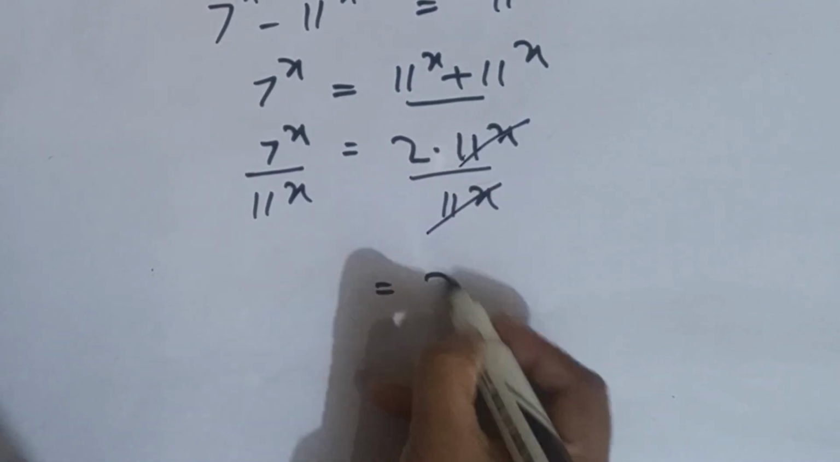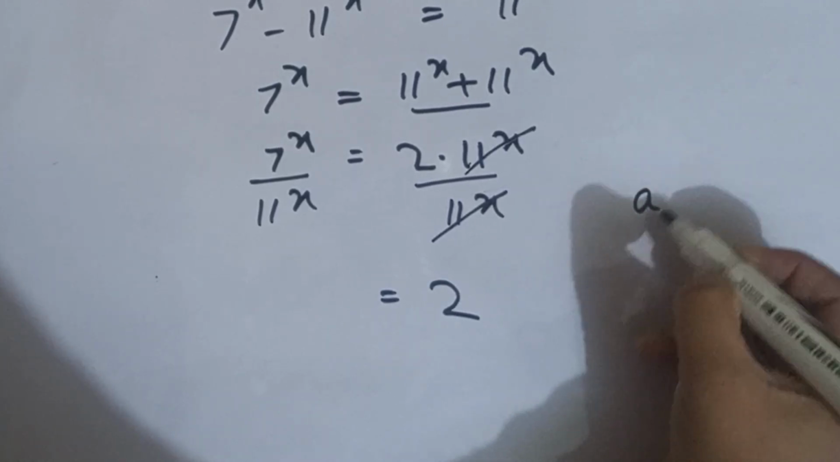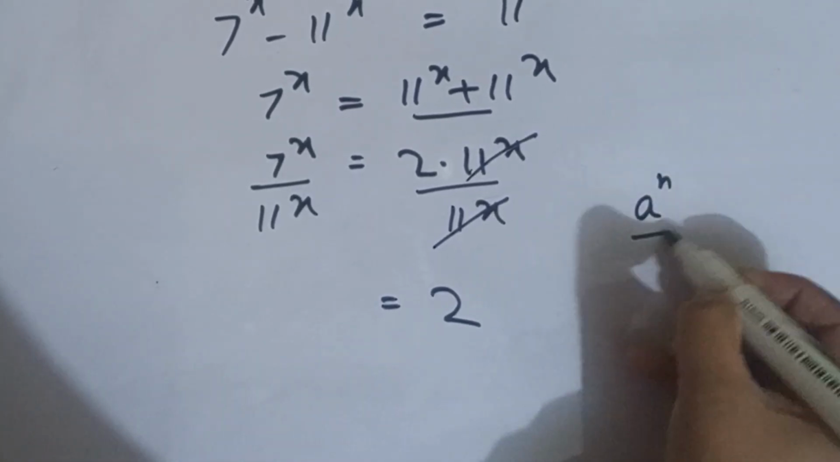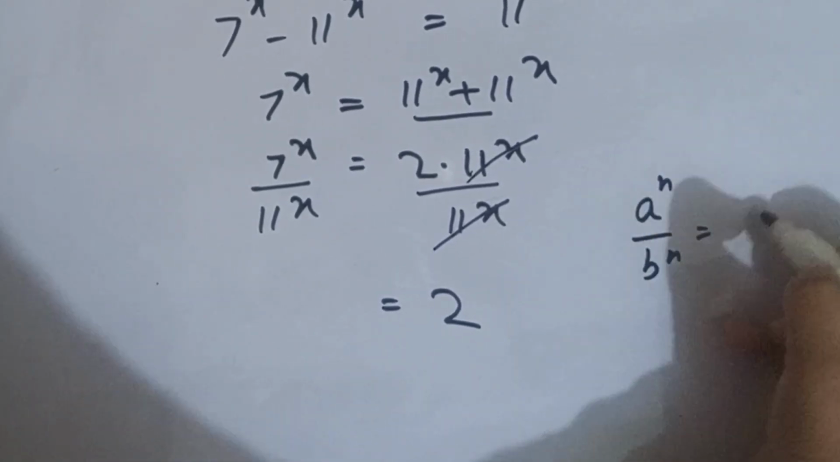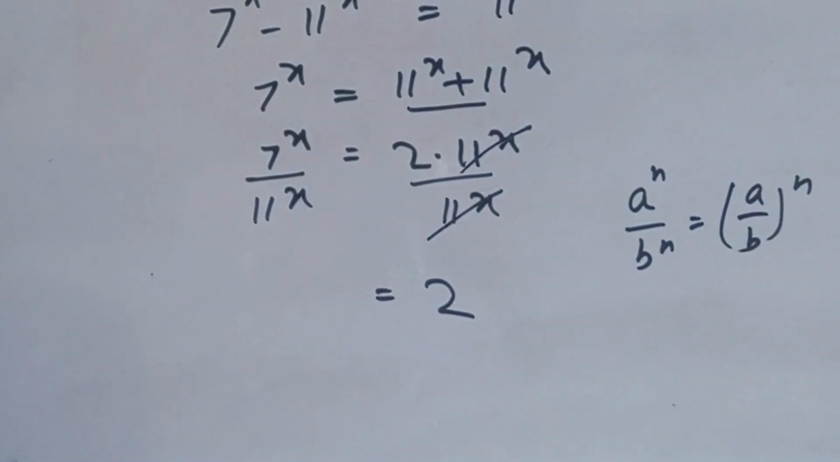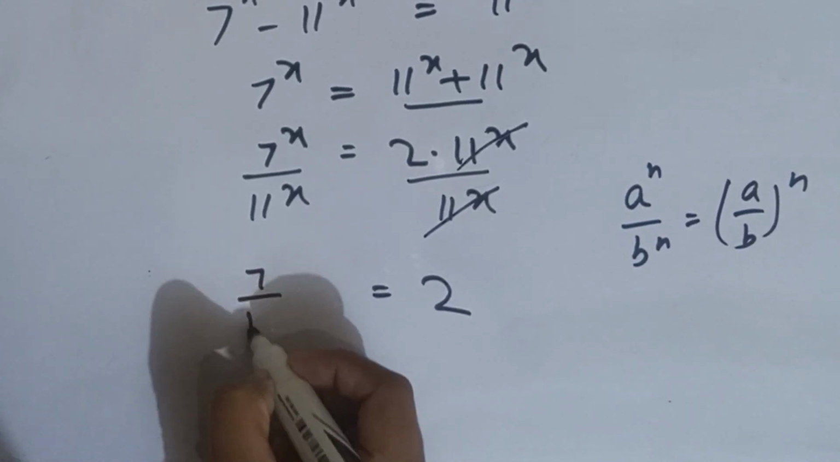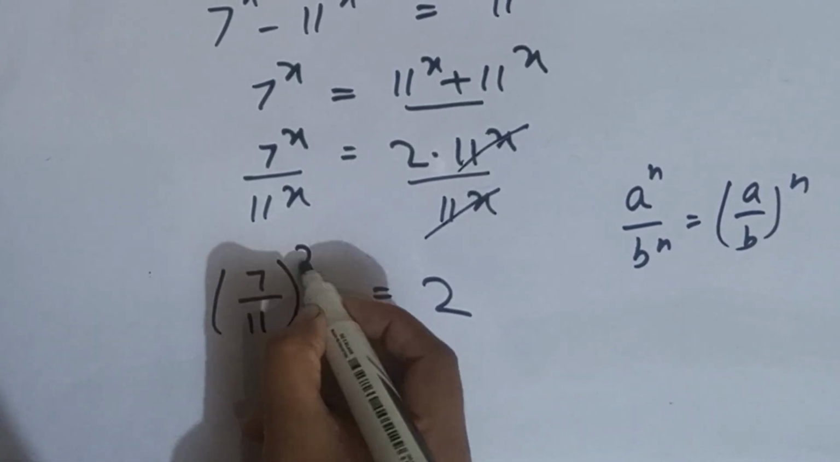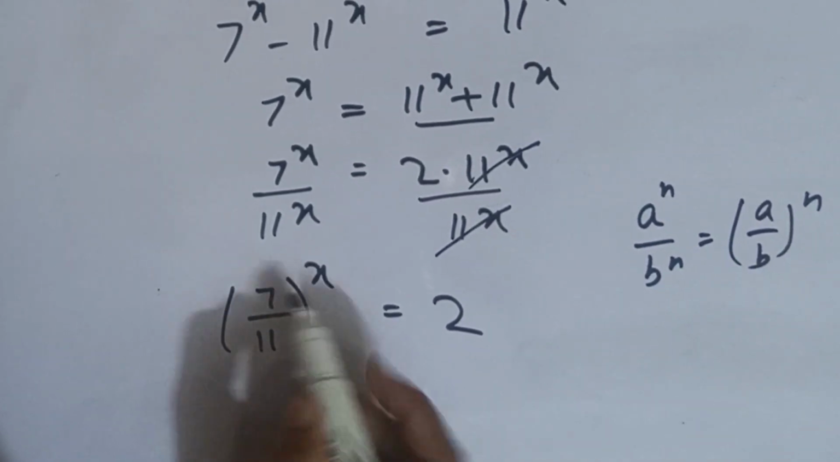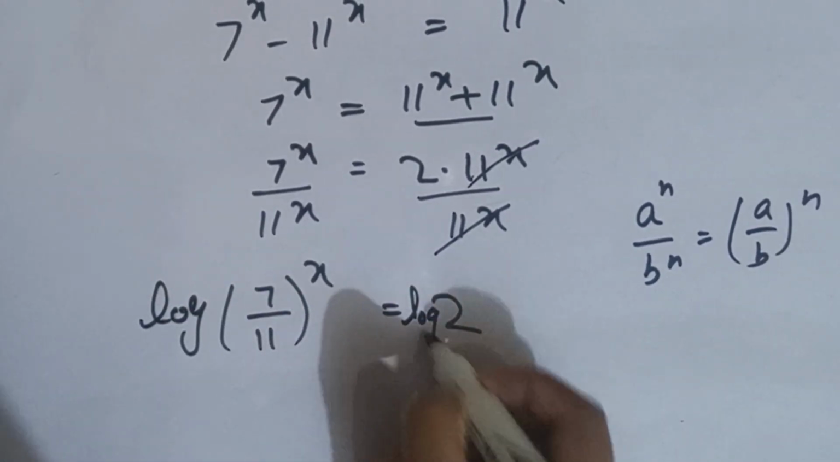We just get 2. And on this side, we use this identity: a^n over b^n is written as (a over b) whole raised to the power n. So we apply this identity on the left hand side, and then we have (7 over 11)^x. In the next step, we take a log on both sides of this equation.